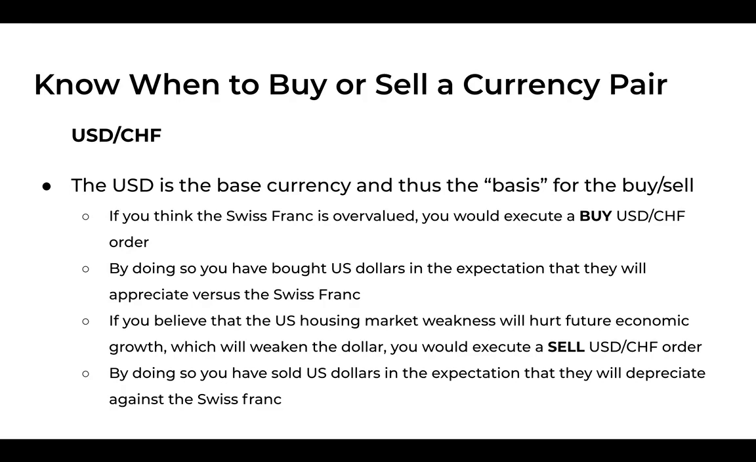USDCHF. Okay, so the USD is the base currency and thus the basis for the buy and sell, and the Swiss franc is going to be the quote currency. So we're basically looking at, okay, how many US dollars can we get and what is the price in the Swiss francs? Okay, so if you think the Swiss franc is overvalued, you would execute a buy USDCHF order. By doing so, you have bought US dollars in the expectation that they will appreciate versus the Swiss franc.